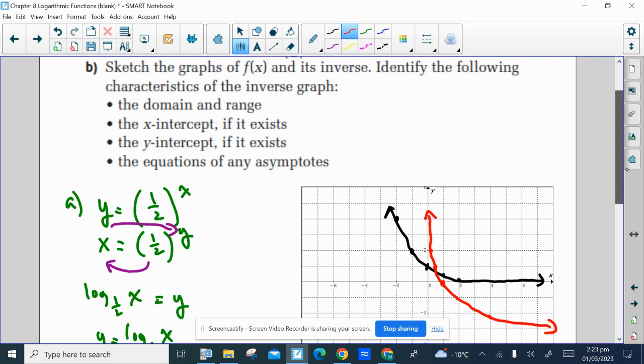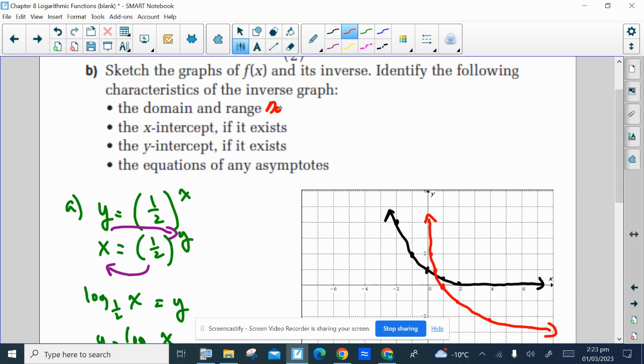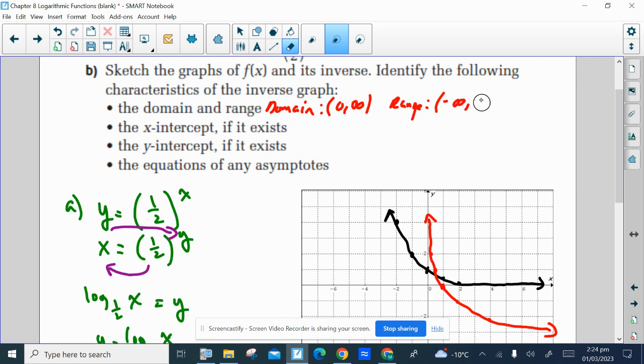Again, the y-axis is an asymptote. So if we state the domain of this, again, it'll be from 0, which is not included, to positive infinity. The range is from negative infinity to positive infinity. The x-intercept does exist. Again, it is the point (1, 0), but there is no y-intercept.